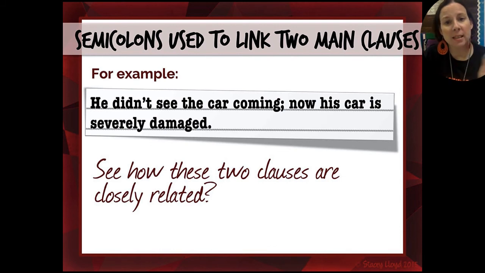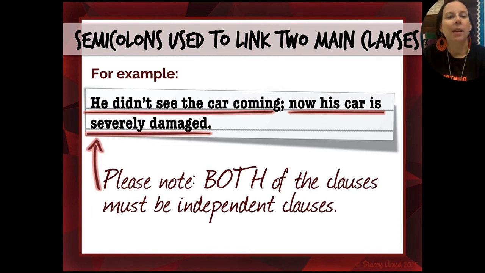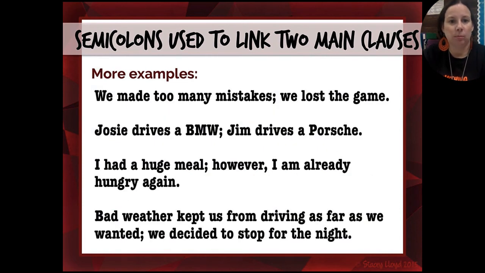Okay, so he didn't see the car coming. Now his car is severely damaged. They go together, okay? Both have to be independent. They have to be able to stand alone. Okay, so here's some more examples. We made too many mistakes. We lost the game. Josie drives a BMW. Jim drives a Porsche. I had a huge meal. However, I'm already hungry again. Bad weather kept us from driving as far as we wanted. We decided to stop for the night.